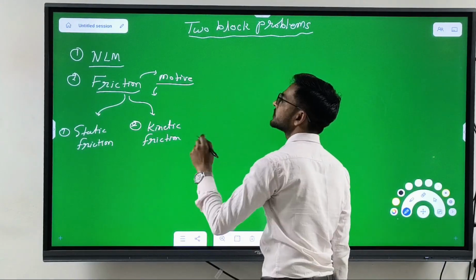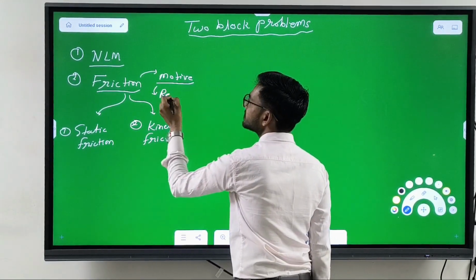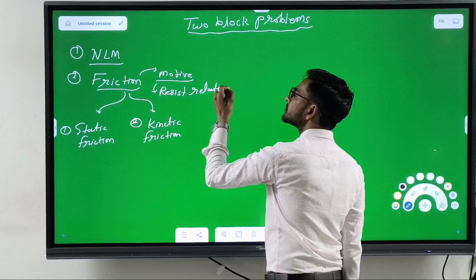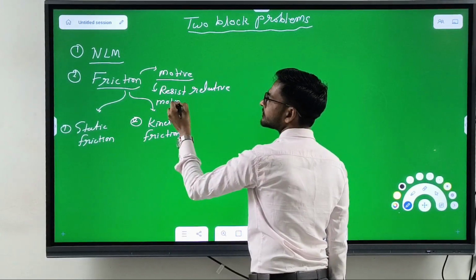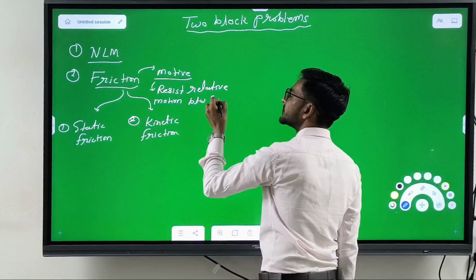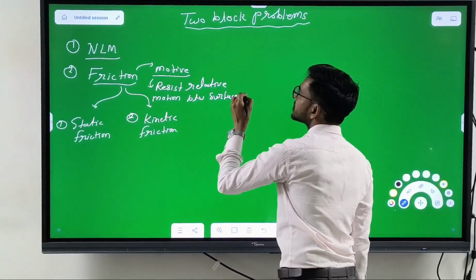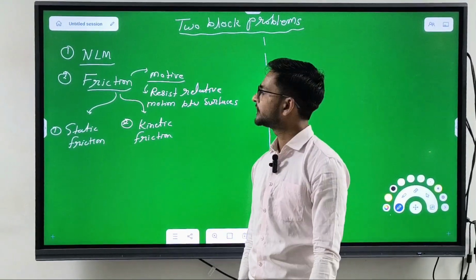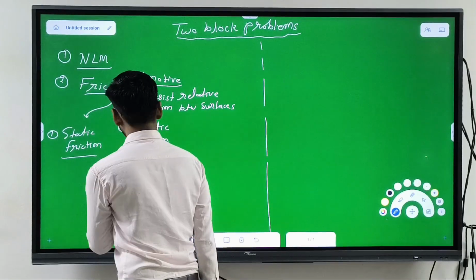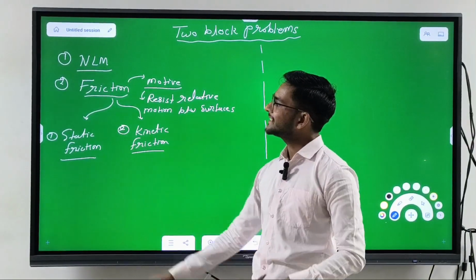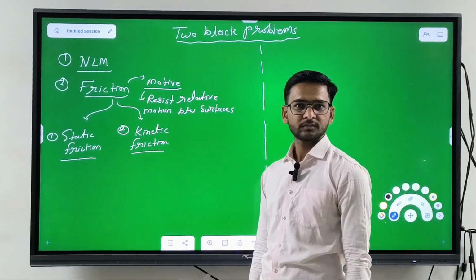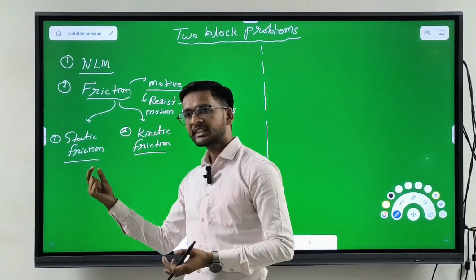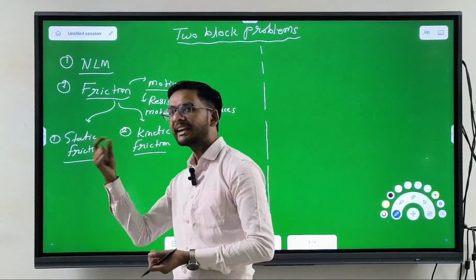Or we can also say that friction resists relative motion between surfaces. Friction always resists relative motion between surfaces. So if friction succeeds in its motive and both the surfaces are together, then the friction acting between the surfaces is called static friction.